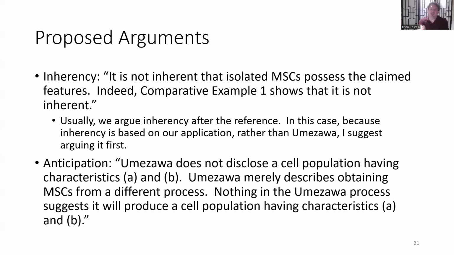So Umezawa does not disclose a cell population having characteristics A and B, right? Of course not. He's relying on it for a single sentence. It doesn't have that detail. Umezawa merely describes obtaining MSCs from a totally different process. Nothing in the Umezawa process suggests it will produce a cell population having characteristics A and B.